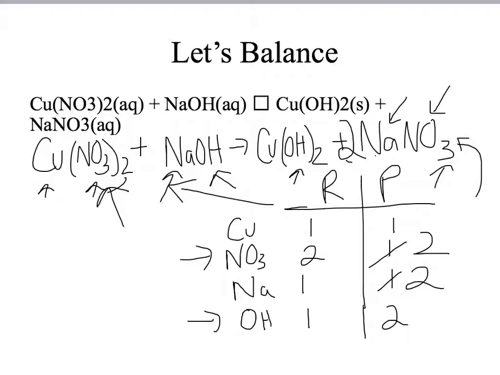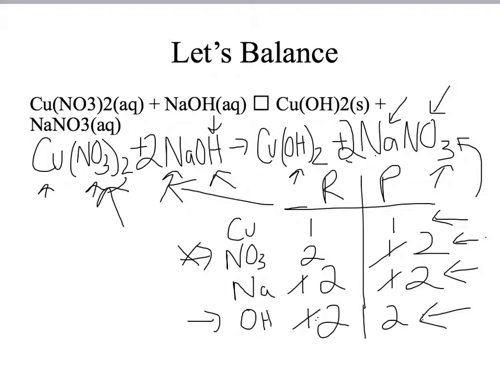Alright, so now this is done, so I'm going to look at my OH. I have 2 OHs over here, but on the reactant side I just have this 1. What can I do? Well, I'm going to put a 2 here, and what that does is it means I have 2 OHs now. And now it also means I have 2 Na. Are we balanced? 1 to 1, 2 to 2, 2 to 2, 2 to 2. We are balanced. And that's the end for now. I think that this should give you a pretty good start on trying to balance some equations. Thanks!